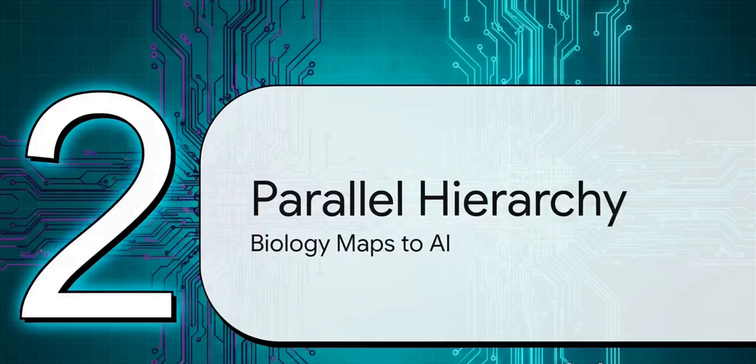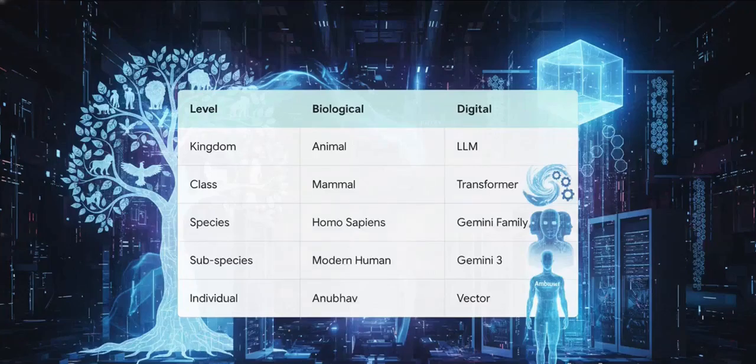Moving on to Section 2, a parallel hierarchy. So now that we've got that great divide established, let's look at the really elegant symmetry Srivastava designed to map our biological domain directly over to the artificial one. He builds this rigorous 7-level map from the widest substrate all the way down to the individual. So in the biological world, you have the kingdom of animals, right? Well, in the digital world, large language models represent a massive kingdom of strategy.